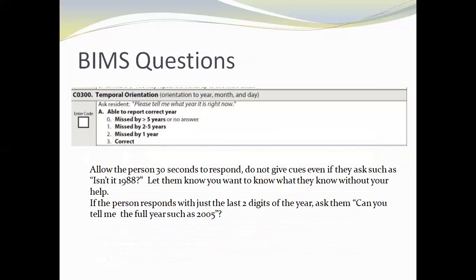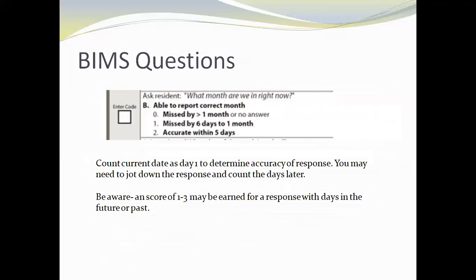With temporal orientation, it's going to look at year, month, and day, and it starts by asking what year it is now. You want to give the person about 30 seconds to respond, and don't give them any cues, even if they look for validation, such as, isn't it 1988? Let them know you want to know what they know without your help. And if the person responds with just the last 2 digits of the year, like they say, oh, it's 19, ask them to give you the full year, such as, can you tell me the full year, as like you would say 2005? See what they come up with.